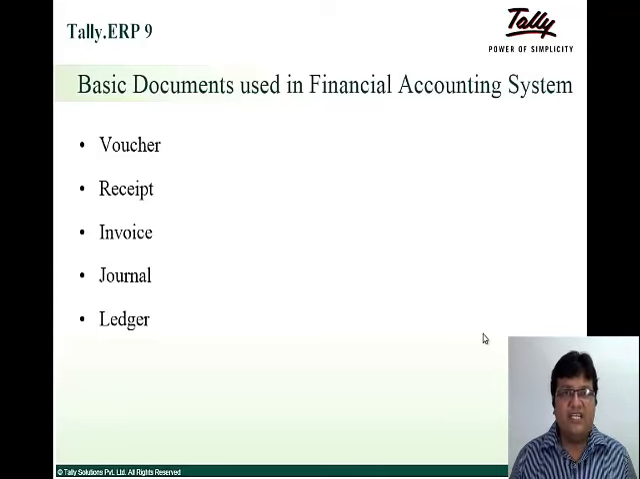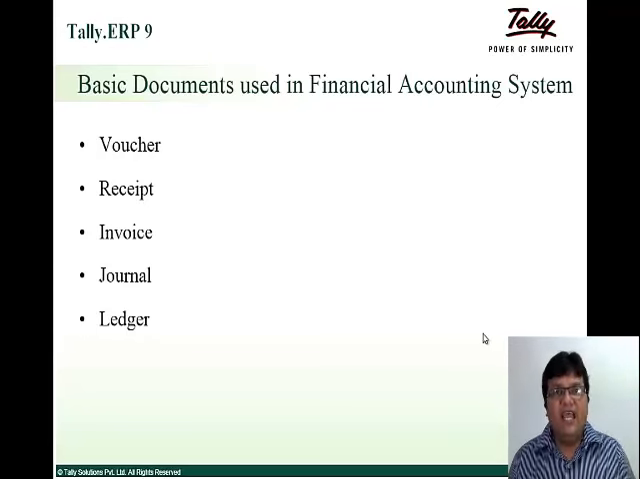A journal. Any kind of adjustment that you want to make towards your accounts will be recorded in a journal. In fact, journal is a record which gives you information regarding the entire list of transactions that have happened from the book's beginning till the end of the books.